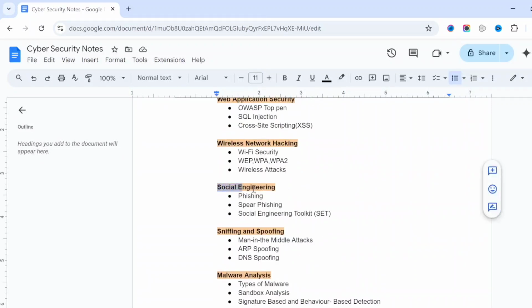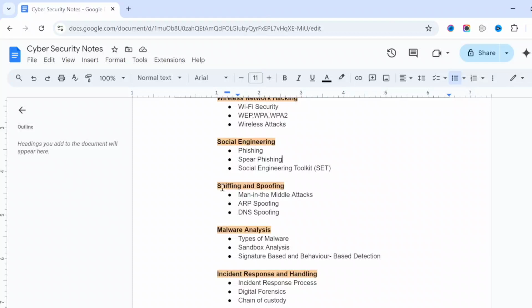Next concept is social engineering. In social engineering we have phishing, spear phishing, and the Social Engineering Toolkit, that is SET. SET means Social Engineering Toolkit. So these are the topics to be covered in social engineering. After this we are going to sniffing and spoofing: man-in-the-middle attacks, ARP spoofing, and DNS spoofing. So these are the concepts to be covered.